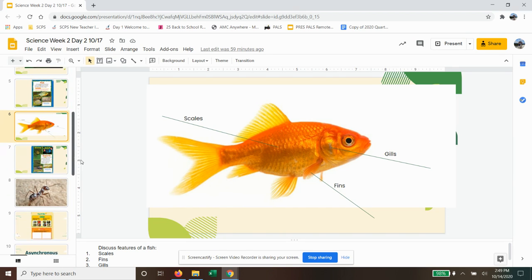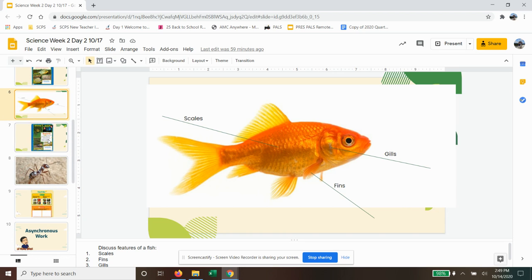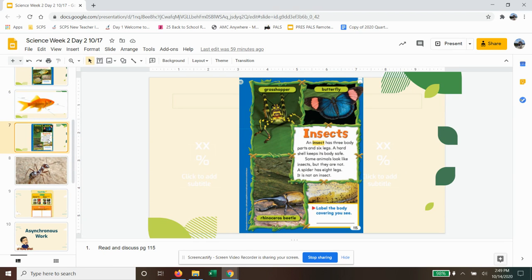And then the last group we talked about was an insect. An insect has three body parts and six legs. A hard shell keeps its body safe. Some animals look like insects, but they are not. A spider has eight legs. It is not an insect.